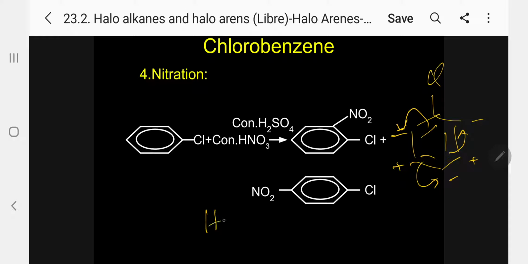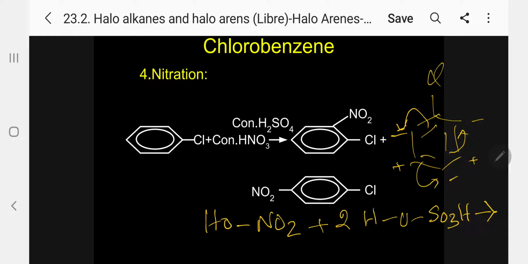Kindly follow. Nitric acid, this mechanism I have already discussed. Plus 2 moles of HOSO3H. So, what is happening here? Kindly follow. This sulfuric acid is acting as an acid. This is acting as a base. So, it is cleaved like this. Kindly follow. So, what will happen now?